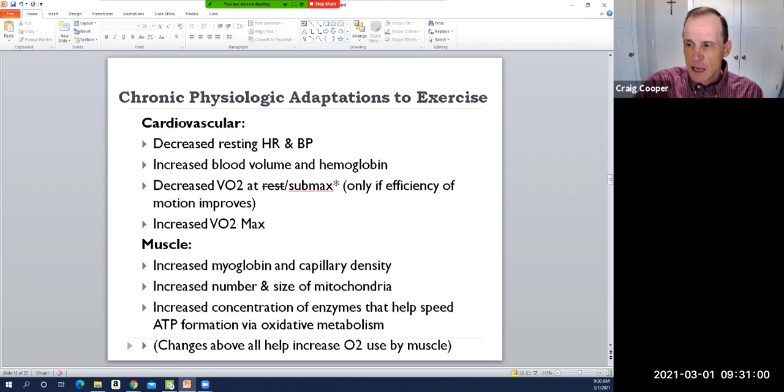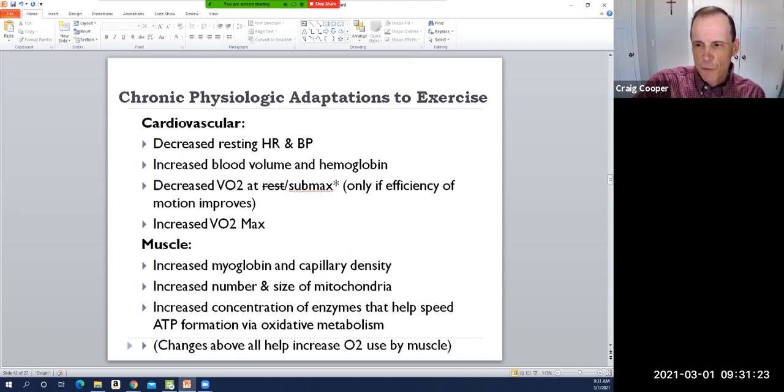And then the increased hemoglobin is because we're increasing our red blood cell count so that we do have a better ability to deliver oxygen to the tissues that need it. And that's, again, not going to happen immediately. That's going to take some time for us to ramp up red blood cell production.